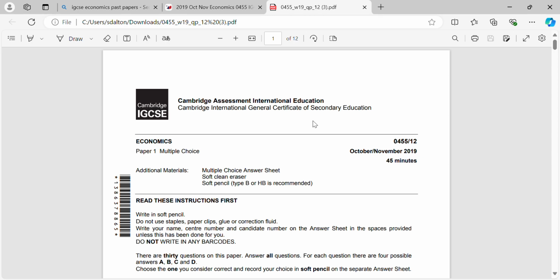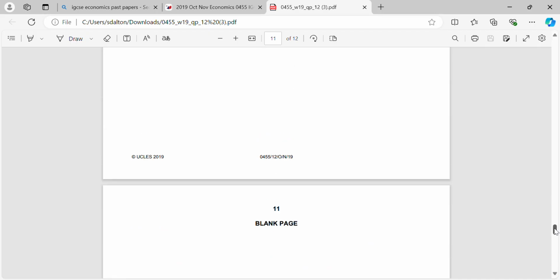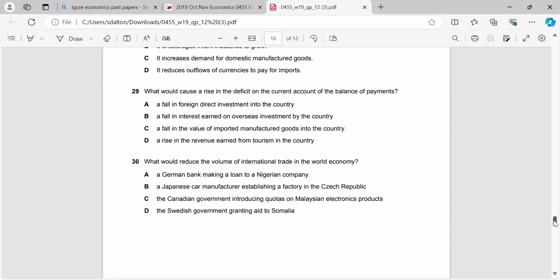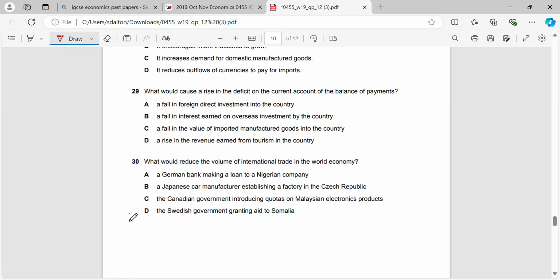Okay, welcome back. So we're looking at October-November 2019, question paper 12. First thing is there's a lot of duplications between question paper 11. So what I'll do is I'll just go to those questions. I'll circle the correct answer and you can go to the question paper 11 video for those full explanations.